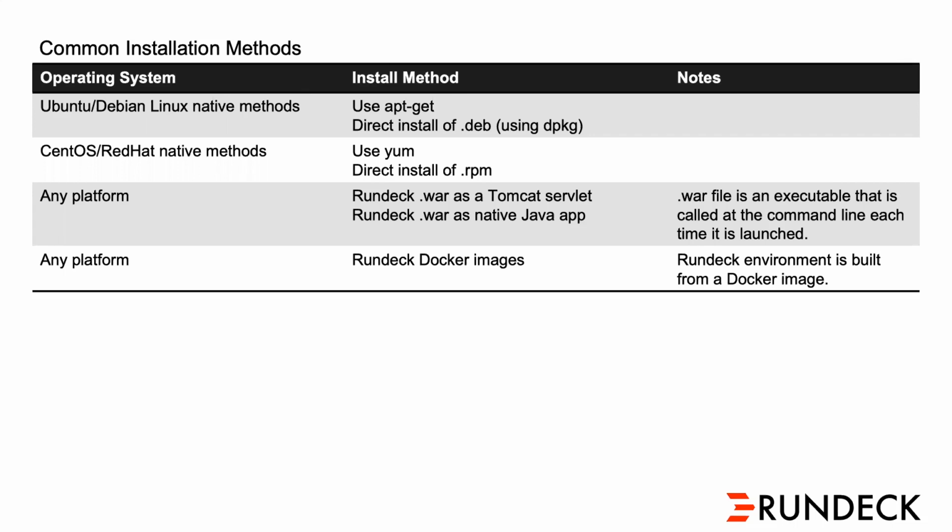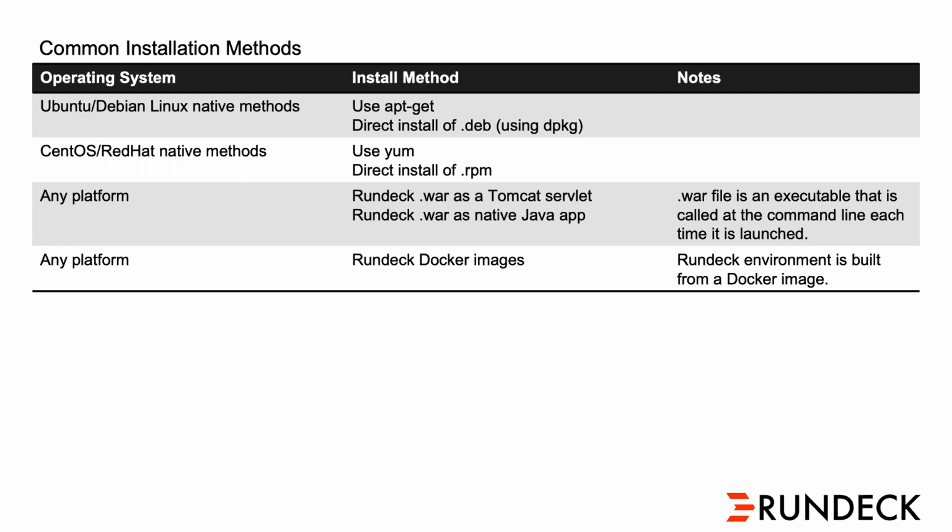The next option is installing using what we sometimes refer to as the launcher method, or using the .war file as an executable. You can do that in 2 different ways that we've documented. You can use it as a Tomcat servlet, so you install Tomcat on that server and you configure it to launch that war file. Or you can use it as the native Java app without Tomcat, and it's using Jetty under the covers to manage that.